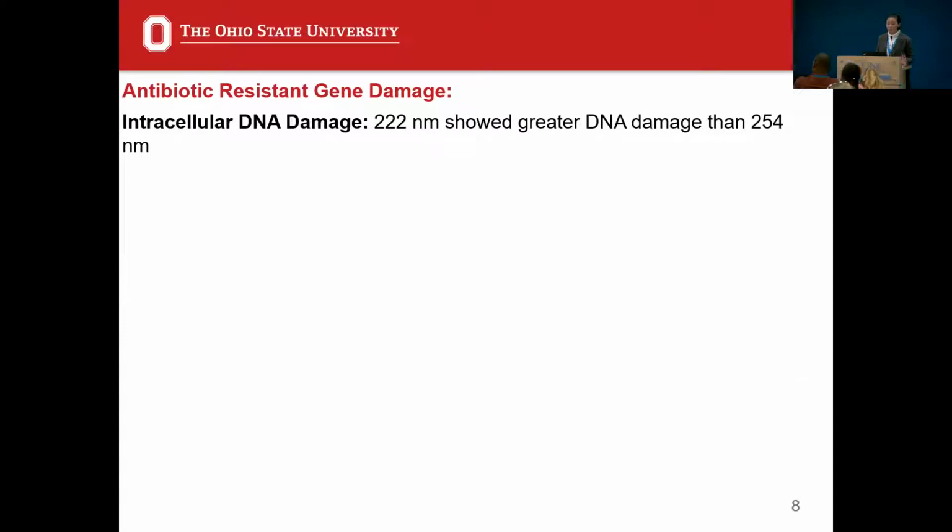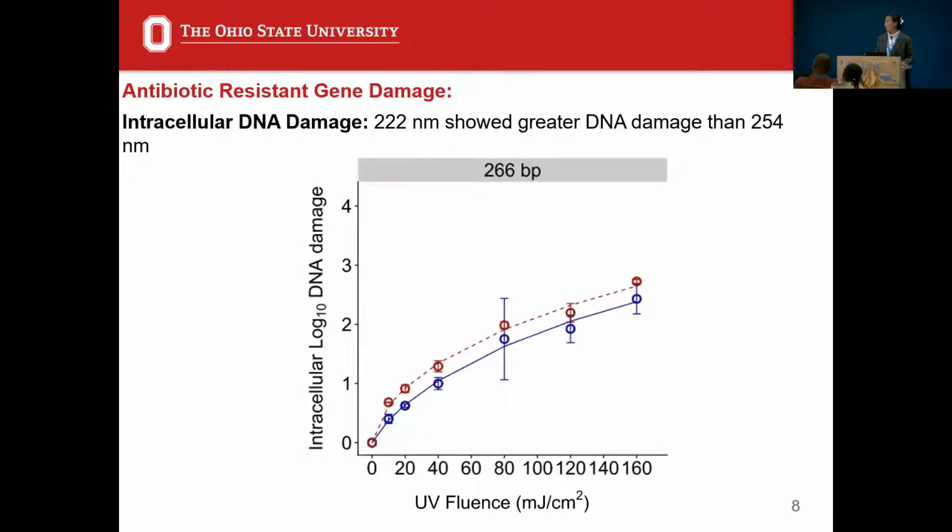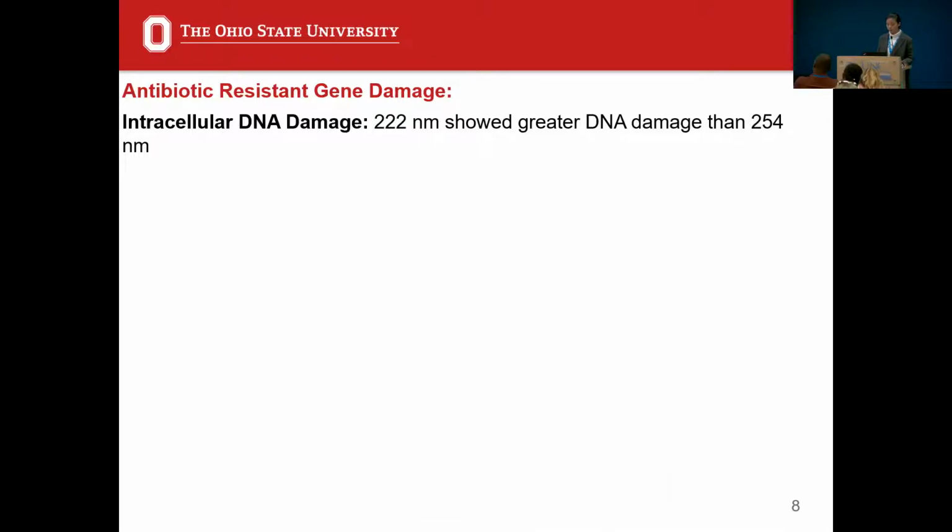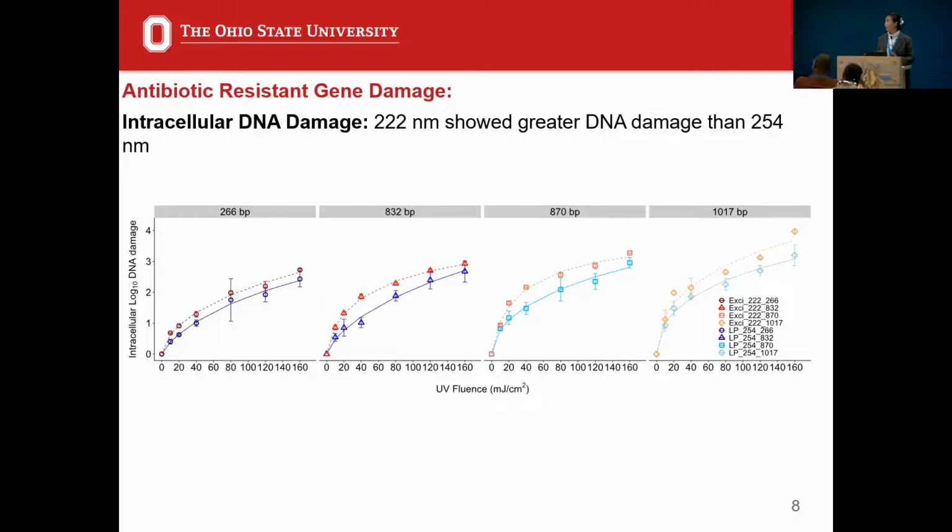And for the intracellular DNA damage, that means the cells were exposed to the UV, then we extracted the DNA and quantified the DNA damage. Similarly for the 260 base pairs, we found that 222 nanometers had a better DNA damage effect compared to 254 nanometers. And across the whole picture, from the shortest amplicon to the longest amplicon, 222 nanometers showed greater damage in all cases.